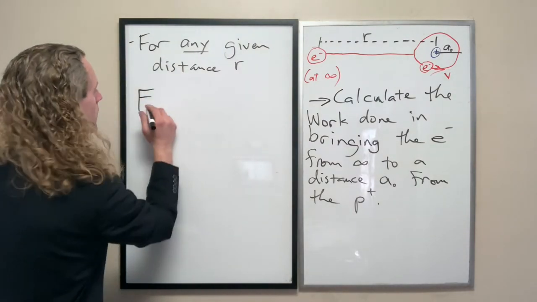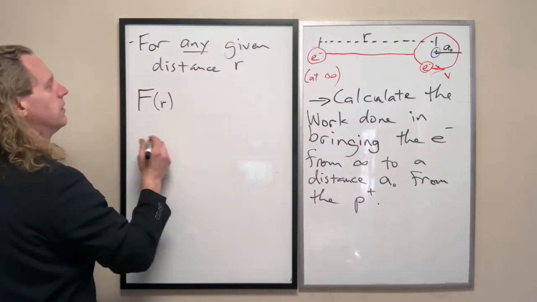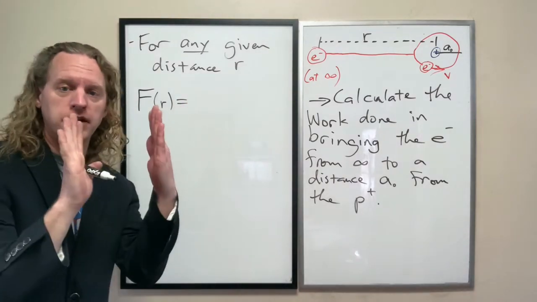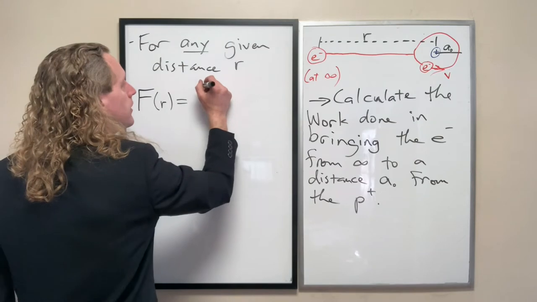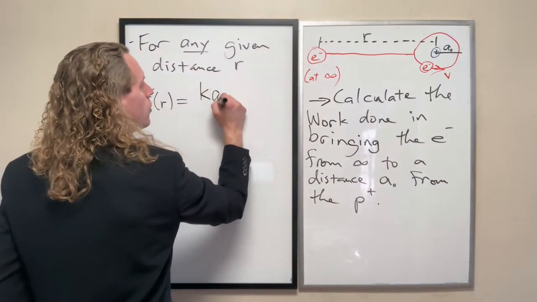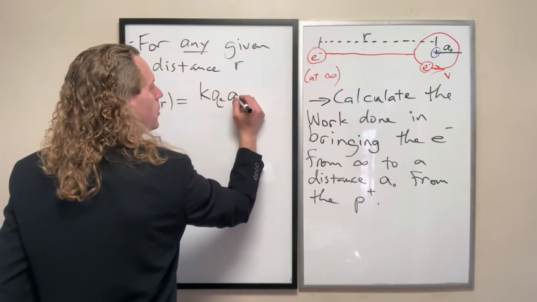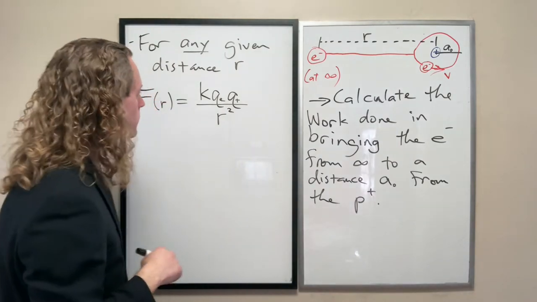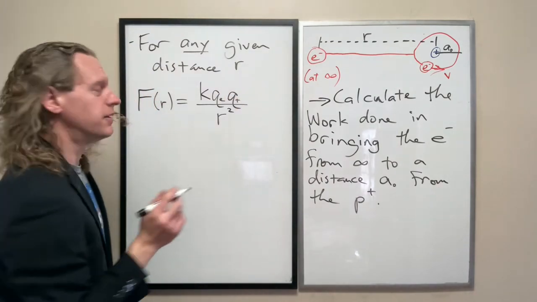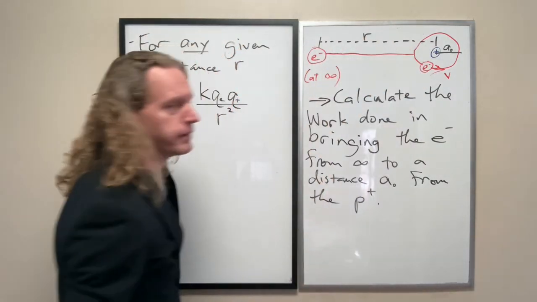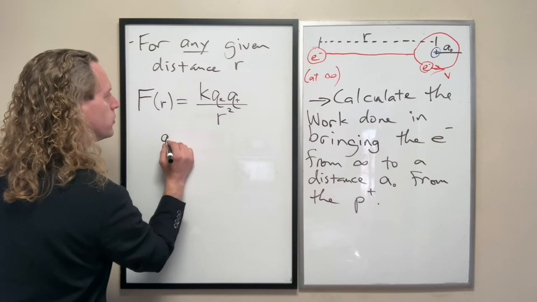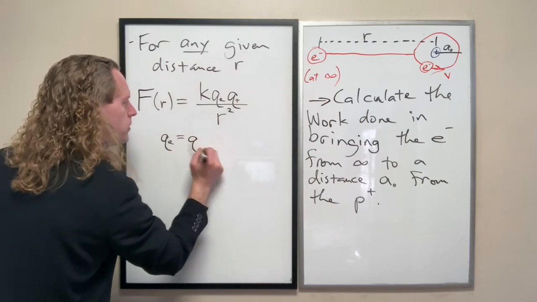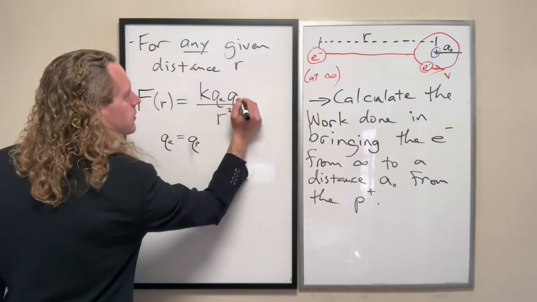The force as a function of r between the electron and the proton, I won't write that as a subscript, is going to be, and I'm just worried about the magnitude here, by Coulomb's law, K times the charge of the electron times the charge of the proton, divided by r squared. Hopefully that's familiar to you. And in this case, since these are both elementary particles, we can set Q_e equal to Q_p.